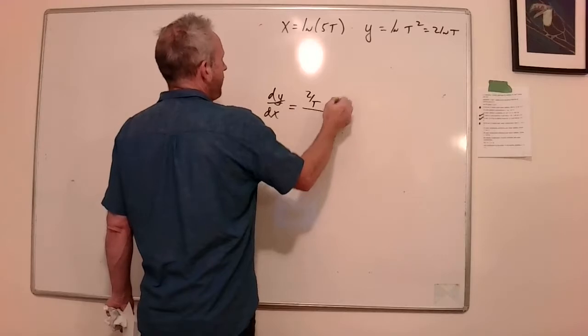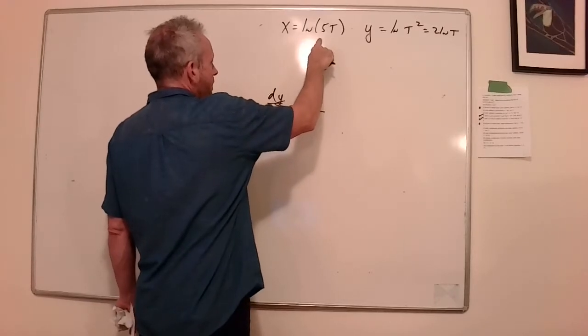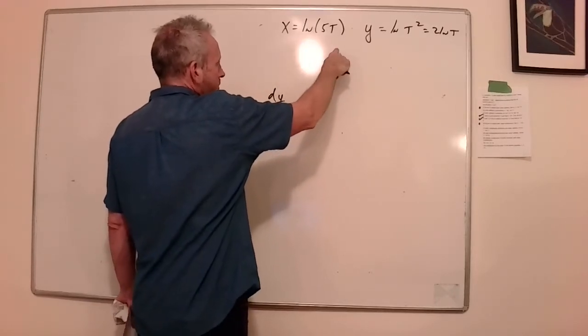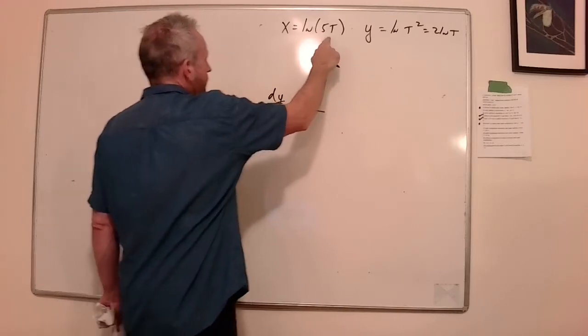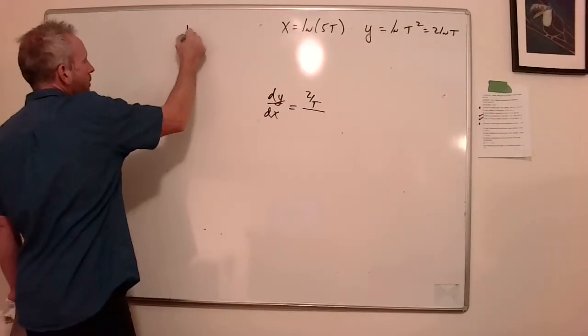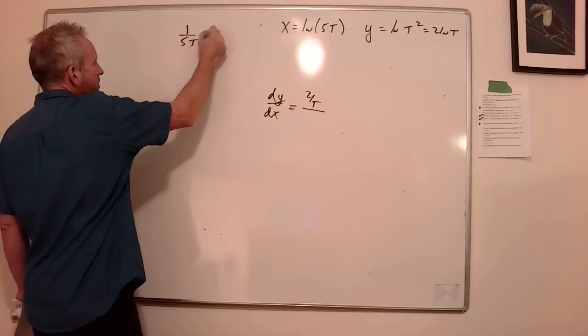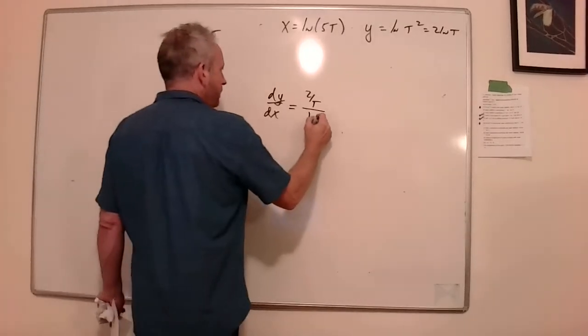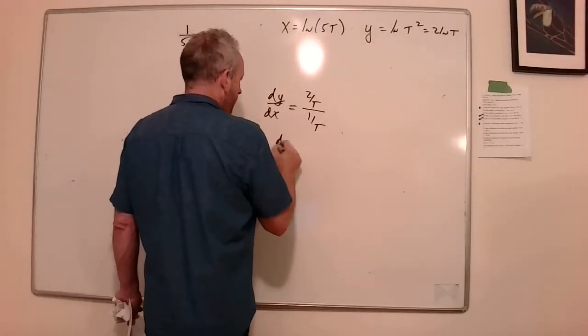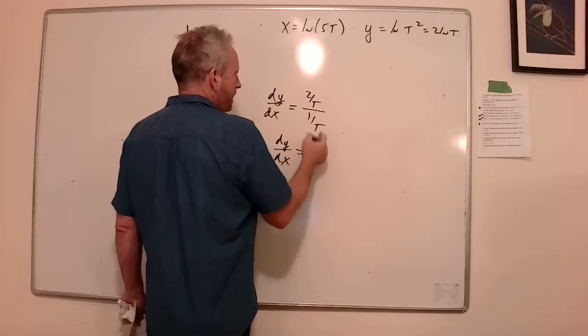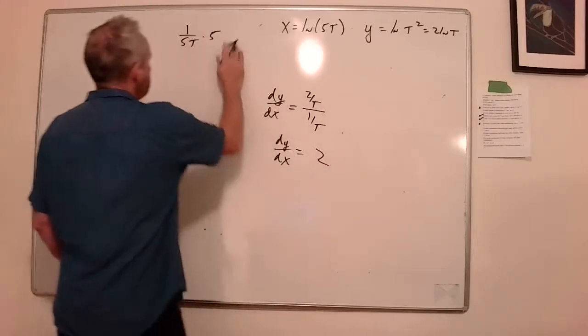2 over t divided by, what's the derivative of this? Well, it'll be 1 over 5t times 5. Think about it for a second. Look at that right there. The derivative will be 1 over 5t times the derivative of that, which is 5. So 1 over t, and we get dy dx. We get some nice canceling here, and we get, lo and behold, just 2.